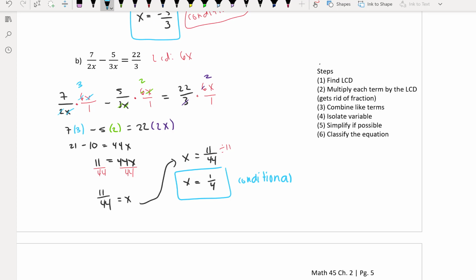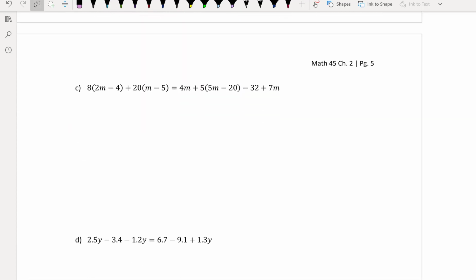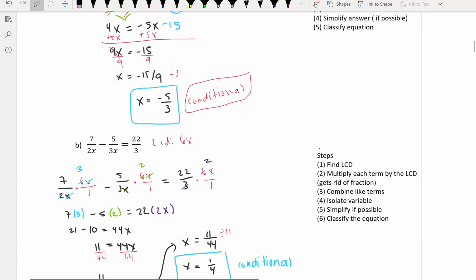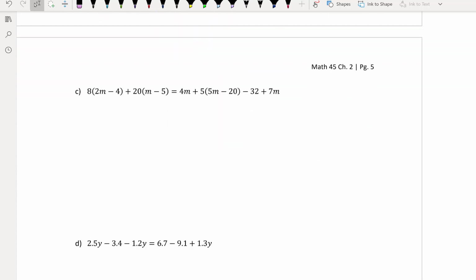So I'm going to go ahead and do part C now. I'm not going to write out the steps. The steps are written very clearly. I even typed them out for part A and part B. So for part C, I'm just going to go ahead and dig in here.